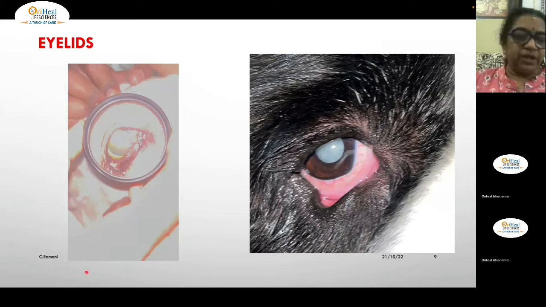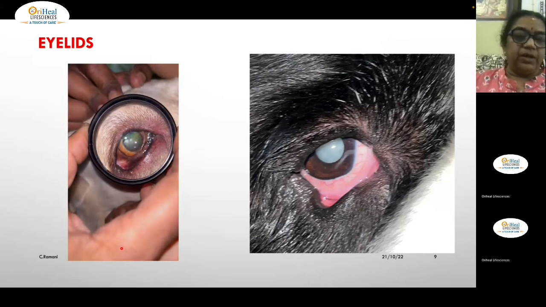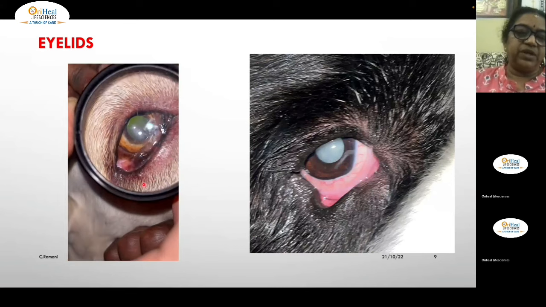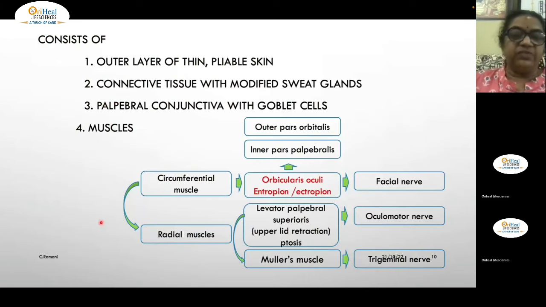During the examination of the eye, you should do the examination with the help of magnification. You can always use the condensing lens provided in the ophthalmoscopes for this magnification and examination. Now, the eyelids consist of, as all of you know, very thin, pliable skin. You will notice that it is pliable skin when you do shaving on the eyelid, so you must avoid creating aberrations. Then followed by the connective tissue, which is modified sweat glands. Then the muscles, basically the orbicularis oculi muscles, then the palpebral conjunctiva with the goblet cells.